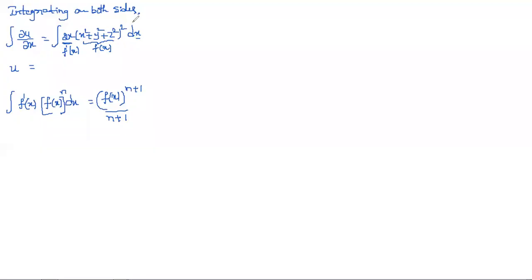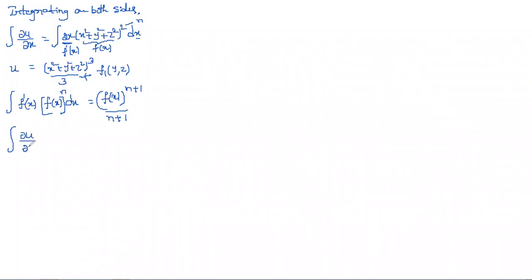And in place of n, what do we have? 2. It means simply we'll get (x² + y² + z²) to the power 2+1, that is 3, by 3, plus a constant. That constant we can treat as f1(y, z). That is constant, right? Obviously y and z are also constants. In the same way, next, if you choose another one, will we get the same thing or not?